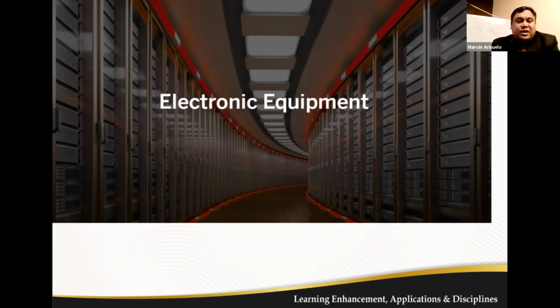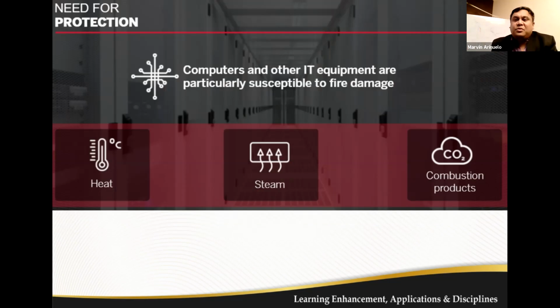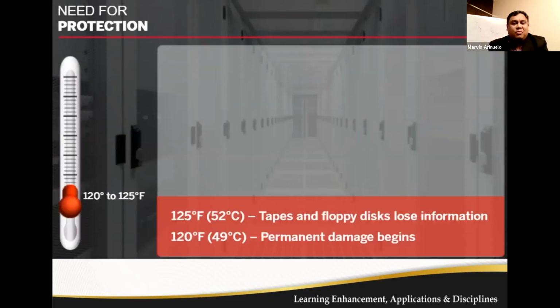So let us discuss the electronic equipment. Computer and other IT equipment are particularly susceptible to fire damage and the accompanying heat, steam, and combustion products. Elevated temperature may even damage IT equipment and the data in them. So electric components and related media can vary in their failure points. According to tests, permanent damage to this equipment and data storage media can begin at temperatures above 120 degrees Fahrenheit or 49 degrees C, and at 52 degrees C, magnetic tape, floppy disks, and similar material start to lose the information.